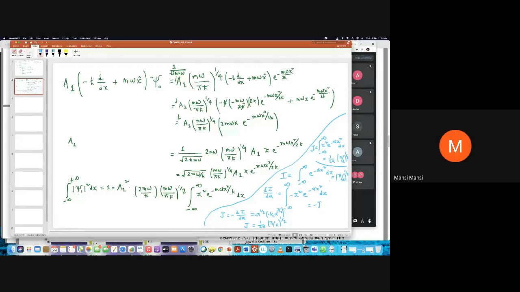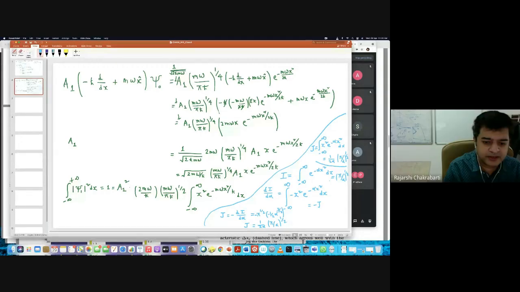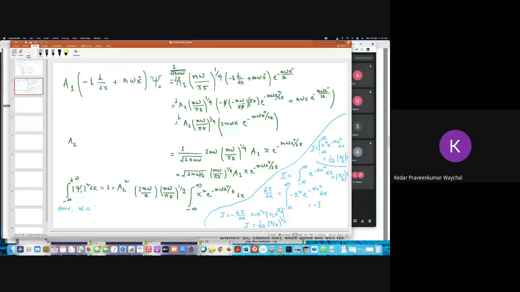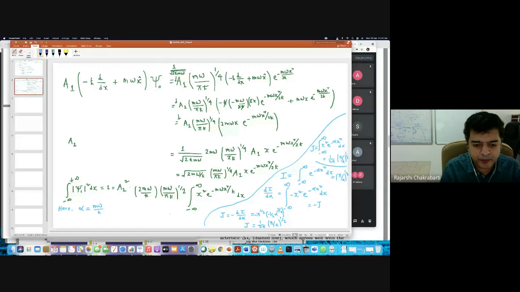Yes, sir. It is not very difficult. So what is alpha in this case? Alpha is m omega by 2 h cross. So then this integral is going to be what? 1 by twice alpha, means 2 h cross by m omega, into, you know, pi by alpha. Pi by alpha means pi h cross by m omega, whole to the power of half.